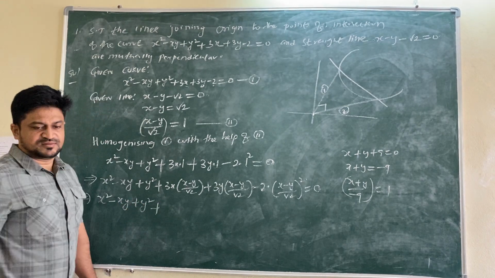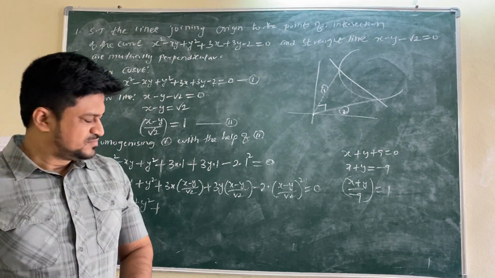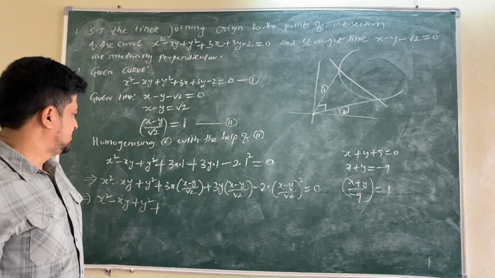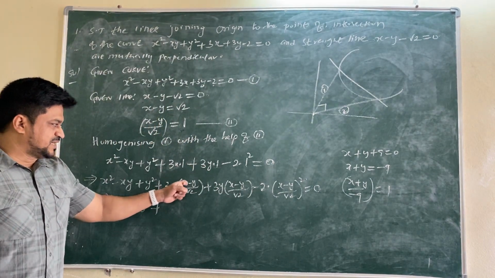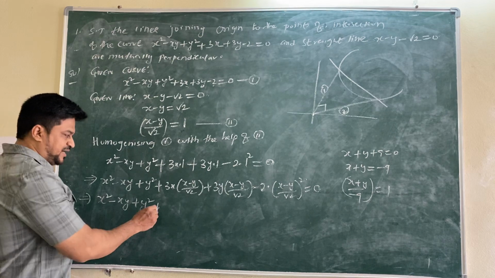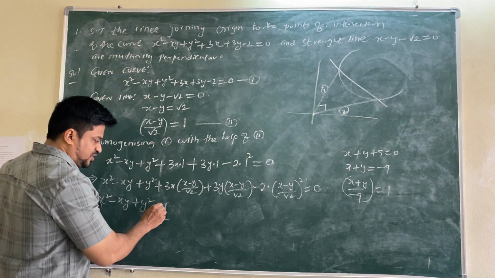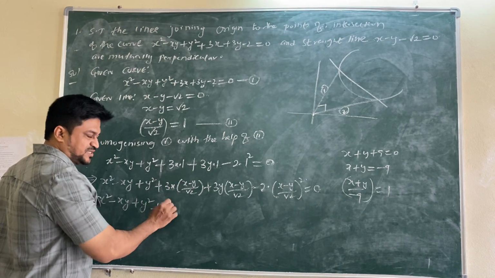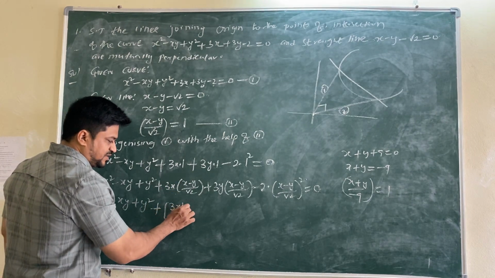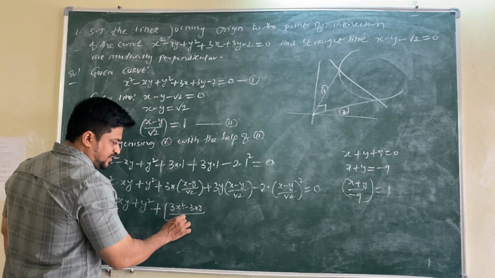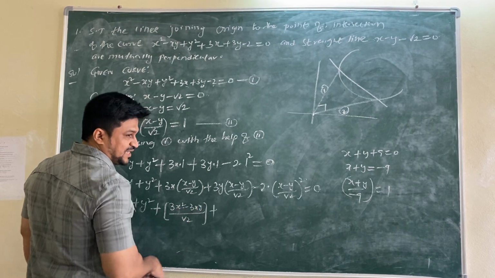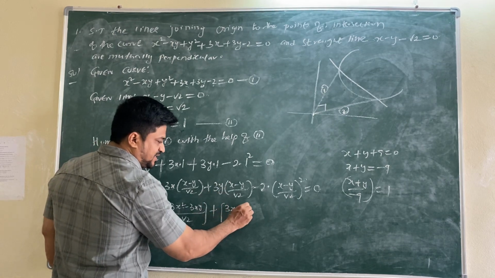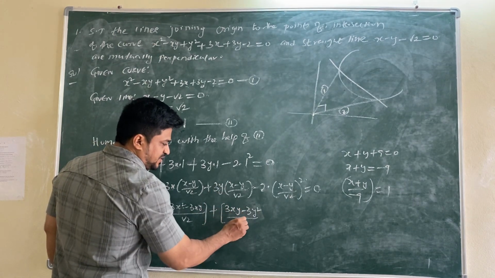Now simplification. This 3x is multiplied to both the values of numerator. I am writing bracket as it is. Step 1 you need to remember is whenever brackets are there, just send the numbers inside, don't send the sign. 3x square minus 3xy by root 2 plus as it is, bracket 3y into x is 3xy minus 3y square by root 2.